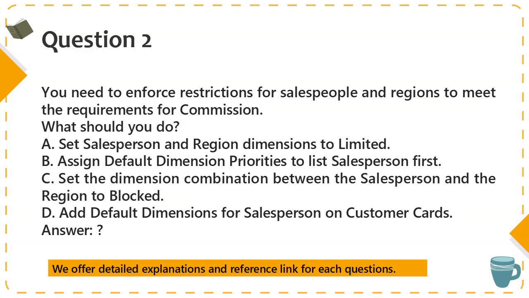2. You need to enforce restrictions for salespeople and regions to meet the requirements for commission. What should you do? A. Set salesperson and region dimensions to limited. B. Assign default dimension priorities to list salesperson first. C. Set the dimension combination between the salesperson and the region to blocked. D. Add default dimensions for salesperson on customer cards.